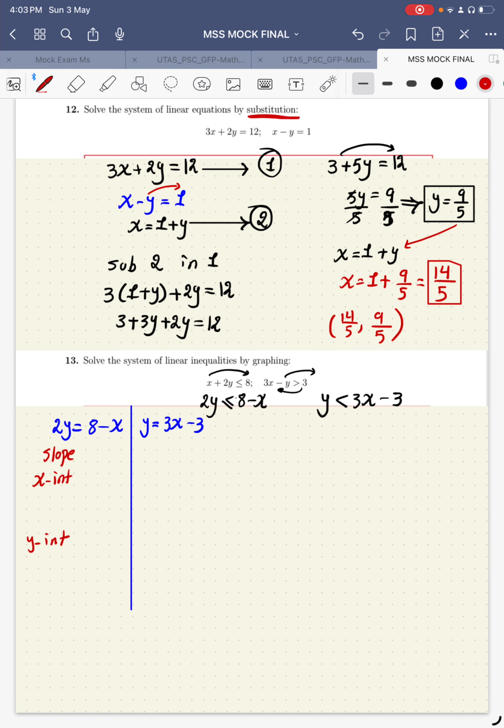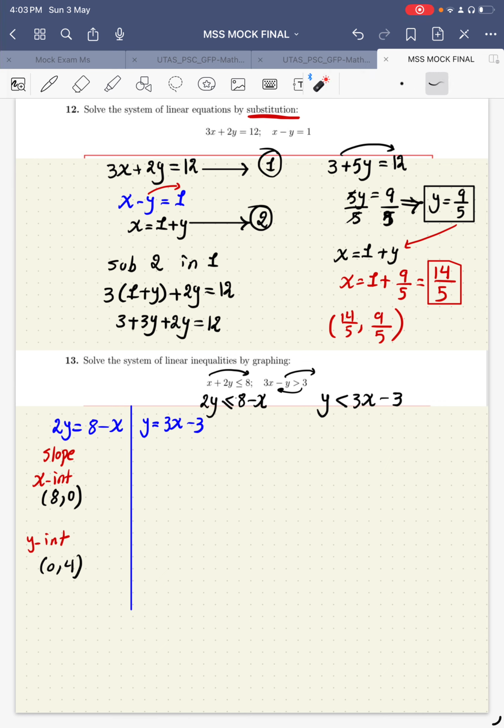It's gonna be... in x-intercept, I'm gonna put y equal to 0. So in x-intercept, I'm gonna have 8 and 0. In y-intercept, I'm gonna put x to be 0. So I'm gonna have 0 and 4.